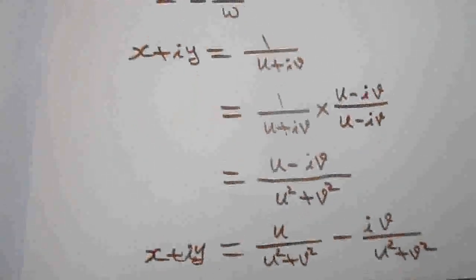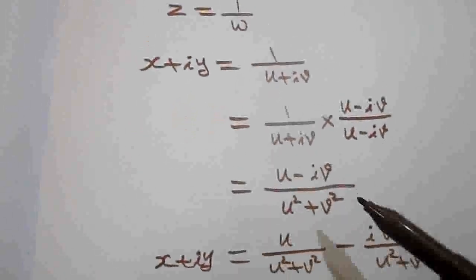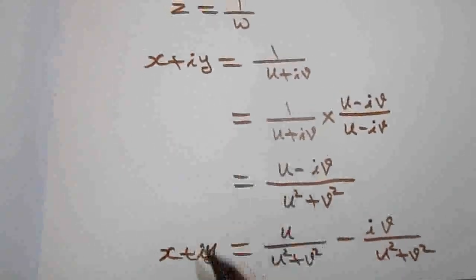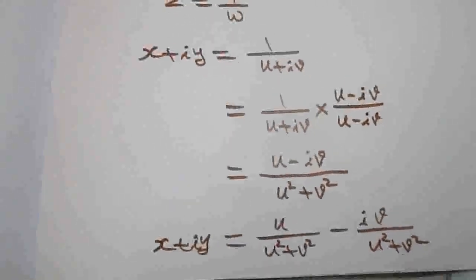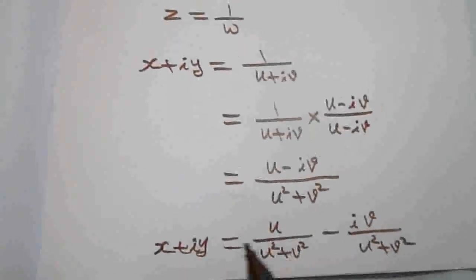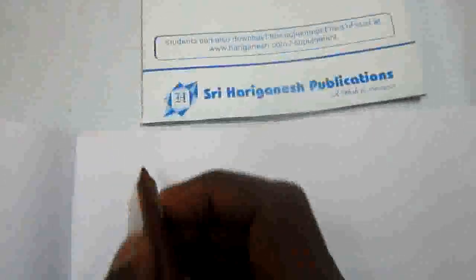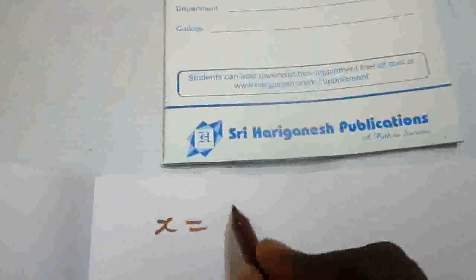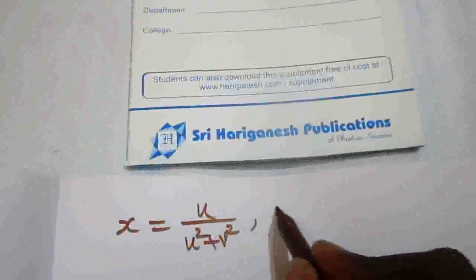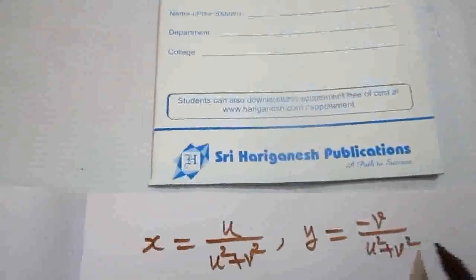After that, taking the real and imaginary part, real part is u by u square plus v square, imaginary part is iv by u square plus v square. So x plus iy equal to this. Now I am going to equate the real and imaginary parts. By equating the real part, x is equal to u by u square plus v square, and equating the imaginary part, y is equal to minus v by u square plus v square.